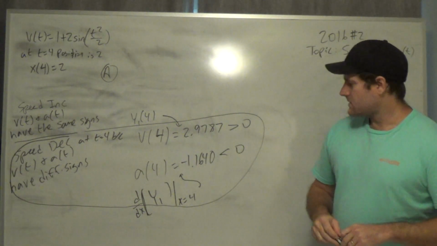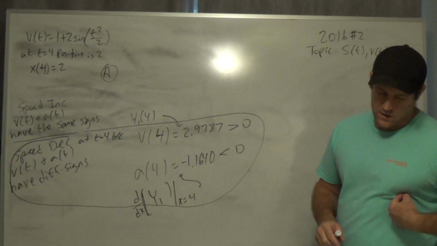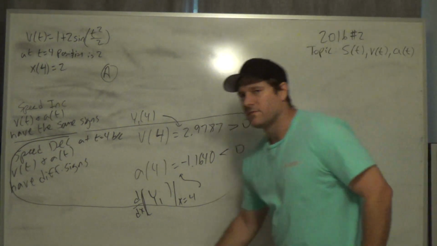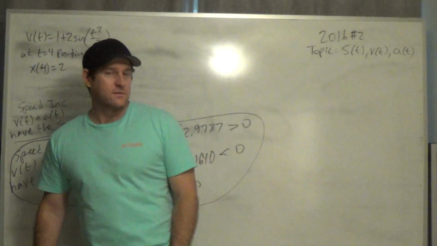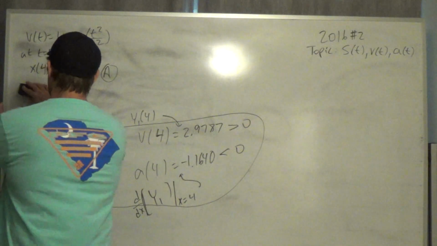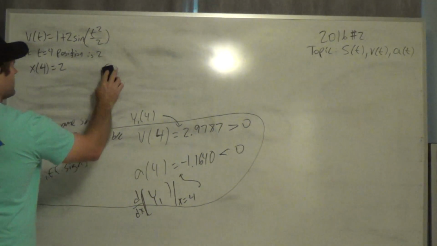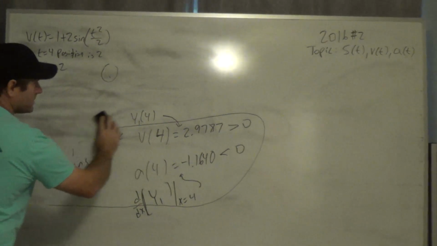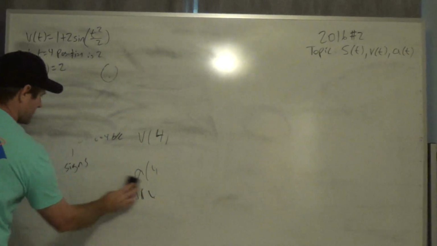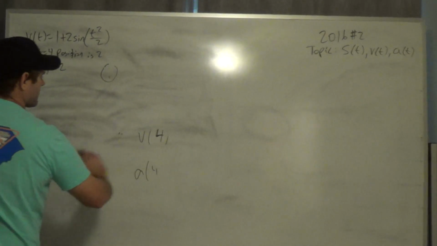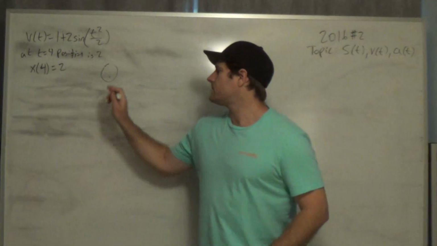Alright, part B says find all times on the interval 0 to 3 when the particle changes direction. So if you just did the previous question that I had listed, the 2013 question, it's going to feel very similar. So anyways, go ahead and look at what we have to do here. Alright, so this is part B.